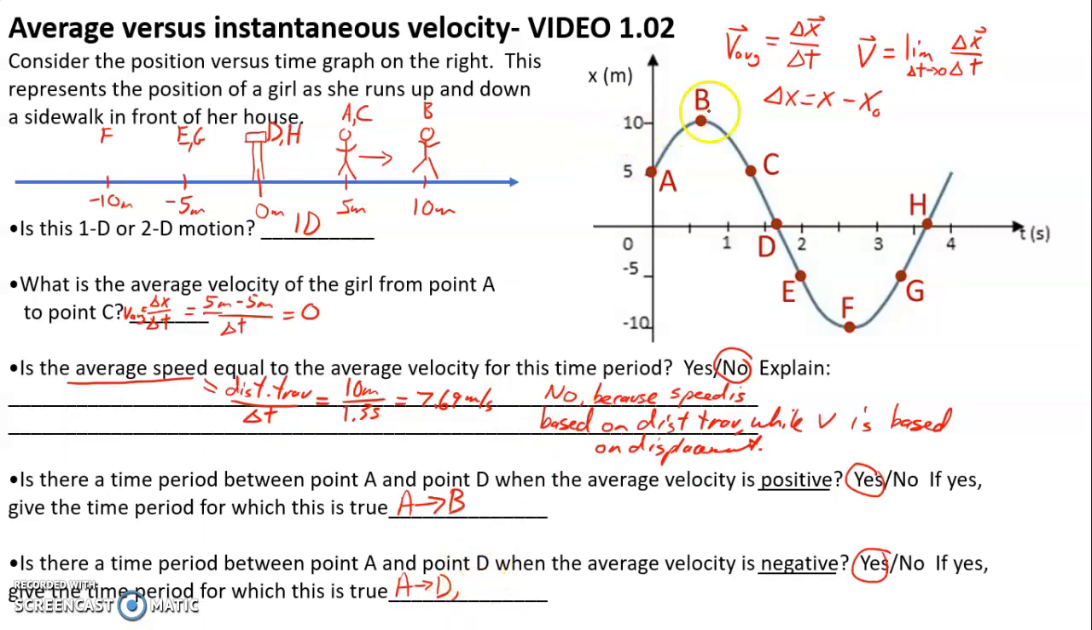But that's not the only one. From B to C, B to D, or C to D, all of those are also going to give us negative displacements and negative velocities. Okay, and feel free to calculate each one of those using this for delta x and knowing that this is how you calculate average velocity.